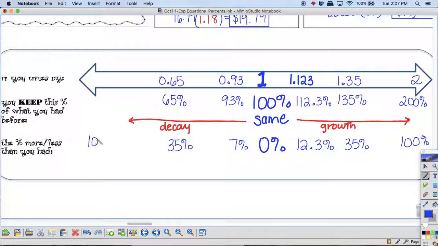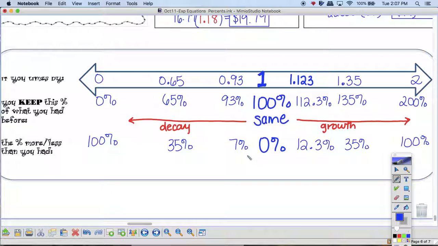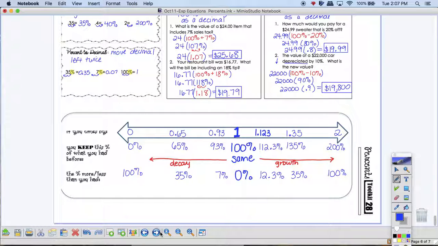Okay, what do you think 100% decay would be? That would mean I would have 0% of what I had before. I would need to multiply by 0. 100% decay means you lose everything and you're multiplying by 0. Okay, so remember, the closer it is to 1, the smaller the amount of growth or decay.